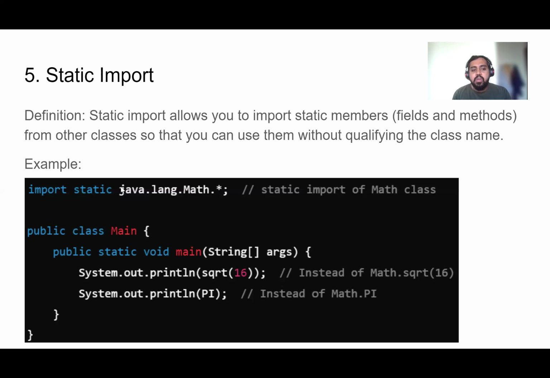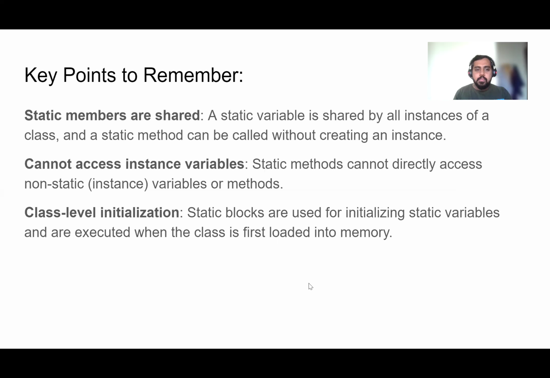If I don't do any static import, I have to call Math.sqrt, using the class name. But if I do a static import, I directly call the methods without qualifying the class name. Instead of Math.sqrt, I can directly call sqrt. Similarly for this field, PI is a static variable present in the Math class. Instead of Math.PI, I can simply call it as PI.